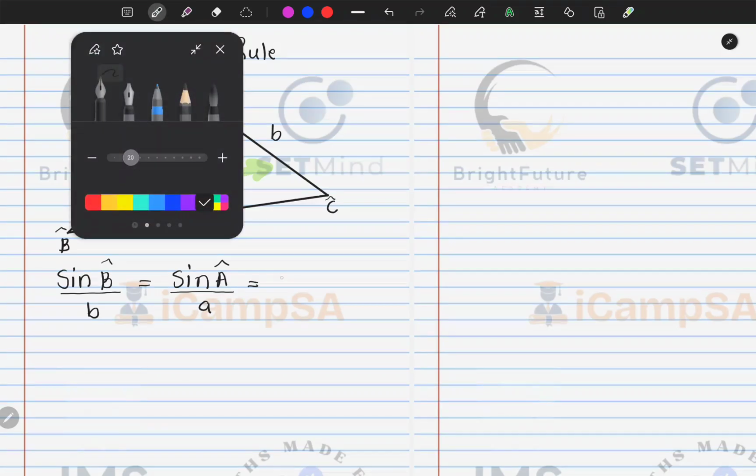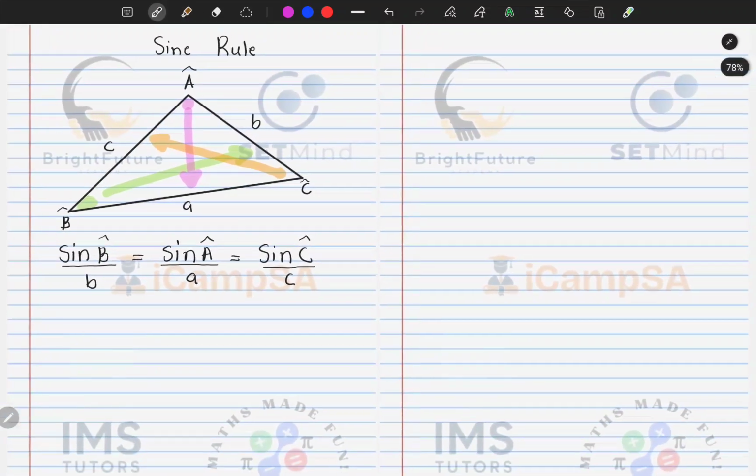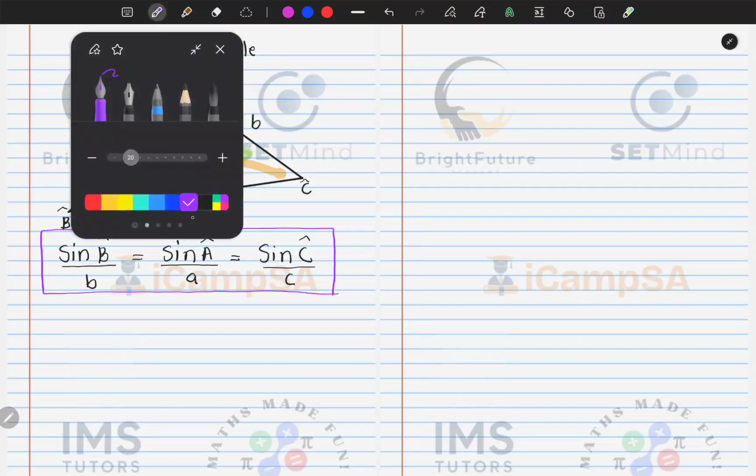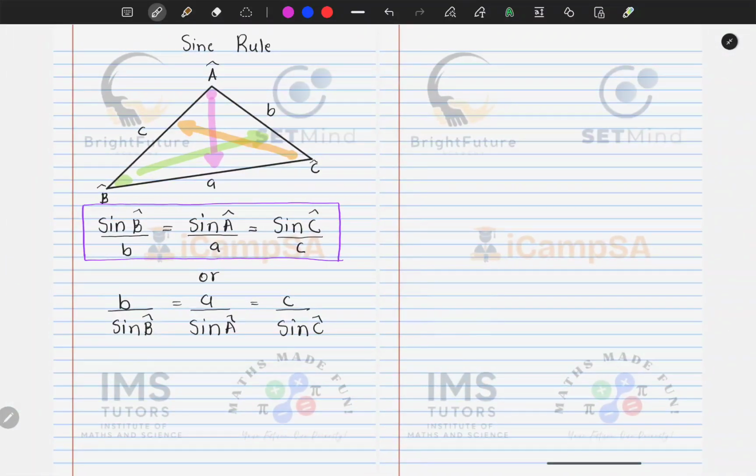Equals, and then let's go to angle C. Sine of angle C divided by the side opposite angle C, which happens to be small letter c. This is very important for you to remember, because that is what our sine rule is. These ratios are very important. Other people usually write them the other way around, where they put the sides at the top, like b divided by sine of angle B. That doesn't make a difference, but once you do it with this one, you must do it for all. So I'll have a divided by sine of angle A, and c divided by sine of angle C. That is how we are going to use our sine rule.